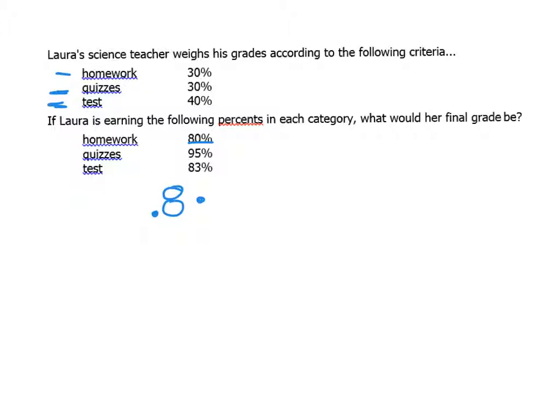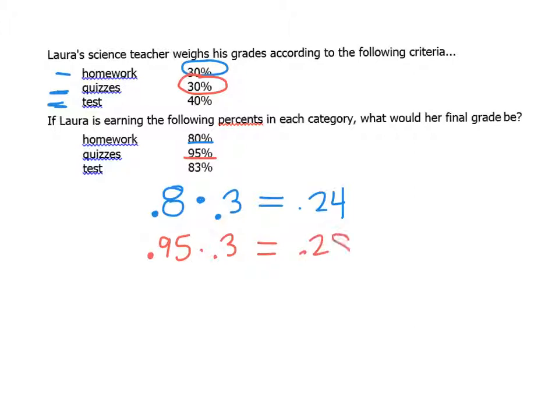And then we're going to multiply that by what the weight is for that category. So homework, you can see, was 30%. So we're going to multiply that by 0.3. So we do 0.8 times 0.3, and you would get 0.24 for that category. All right, so if we look at the next category, quizzes is 95%. So we'd turn that into a decimal and do 0.95 times the weight for that category, which is 30%. So we'd change that to a decimal, and so we'd multiply that by 0.3. So 0.95 times 0.3 gives us 0.285.